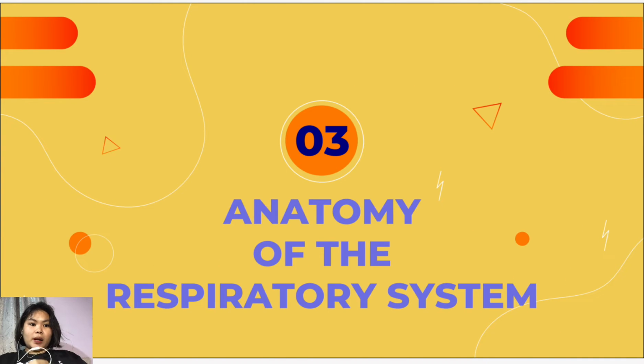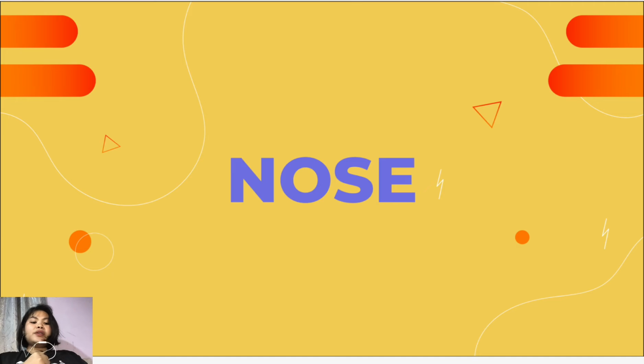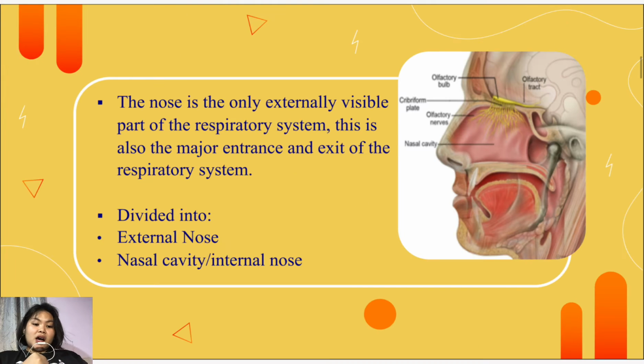Good day everyone, my name is Justin Marie Alvarez, and today I'm going to report about three of the organs of the respiratory system: the nose, the pharynx, and the larynx. Of all the organs of the respiratory system, the nose is the only externally visible part, and it is also the major entrance of the respiratory system.